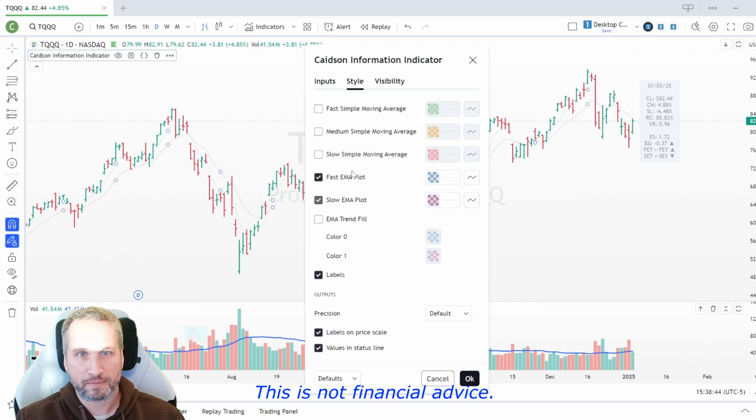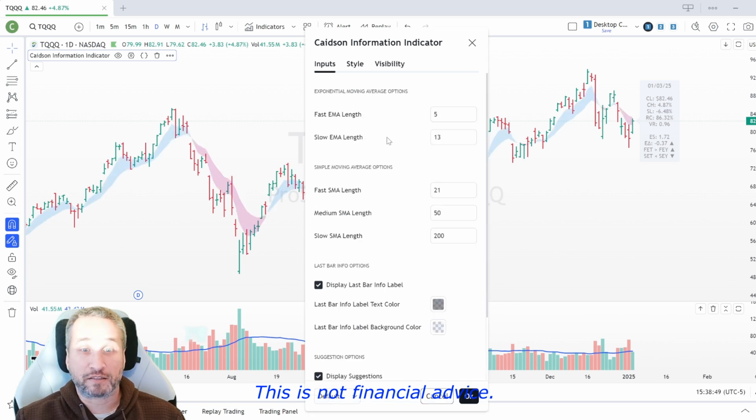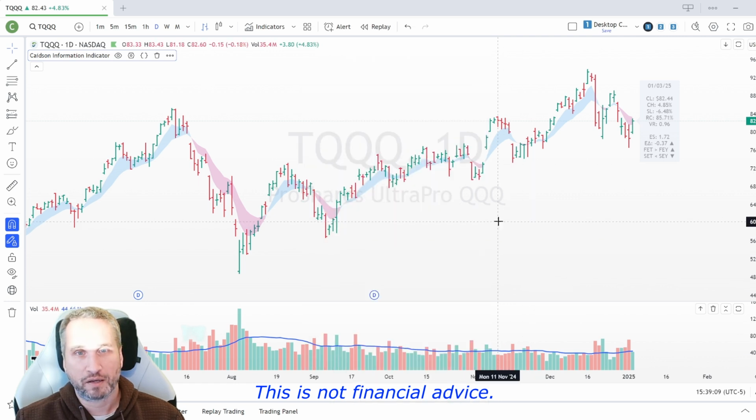So I have my fast EMA plot and my slow EMA plot. Oops, not the plots, sorry, the fill. And that ends up creating the ribbon. So my fast EMA length is only 5 bars and my slow is only 13. I believe it's more common to use things like 8 or 9 for the fast and 21 for the slow. But to me, I want to have the EMAs be closer to the price because I move fast. I get in and out pretty quick. And keeping the EMAs closer to the price, for me, it just makes it easier to see what the most recent trends are doing.